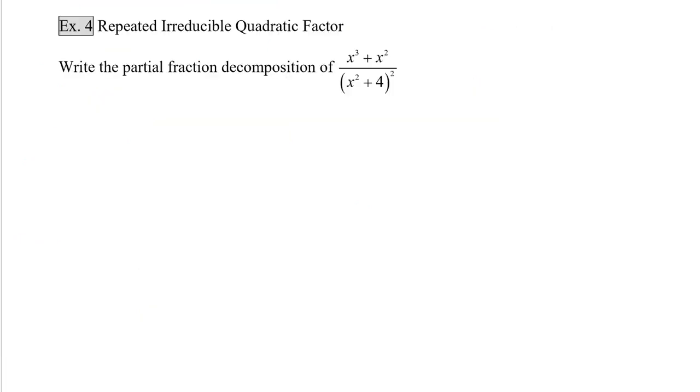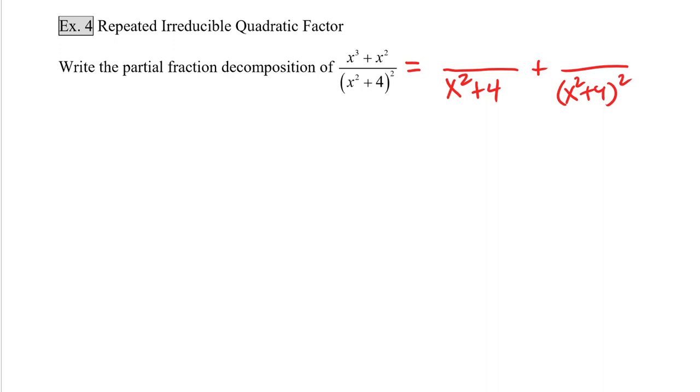Our last example, example 4, is repeated irreducible quadratic factor. So we're going to write the partial fraction decomposition of x cubed plus x squared over x squared plus 4 squared. So notice that x squared plus 4 is not factorable, which makes it irreducible, and it is also repeating. So fortunately we are already factored, so we get to skip that step. So let's just go ahead and rewrite this out, and we're going to have our first quadratic factor raised to the 1 degree, and then we're going to add to that our quadratic factor squared.